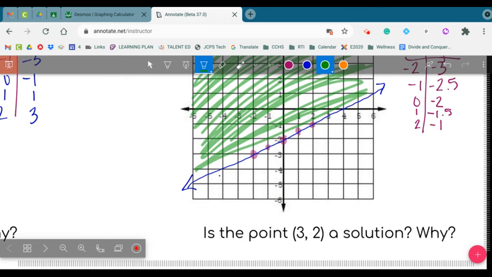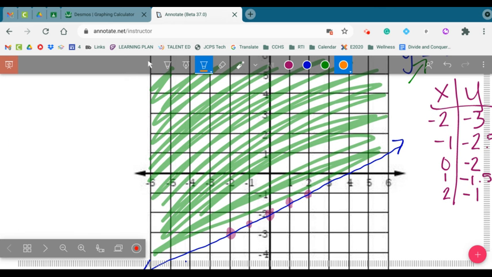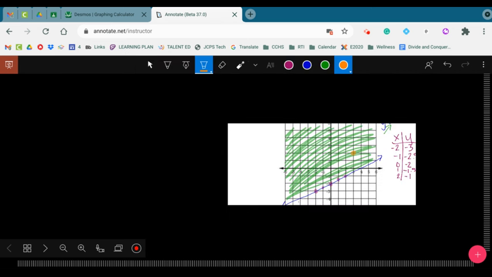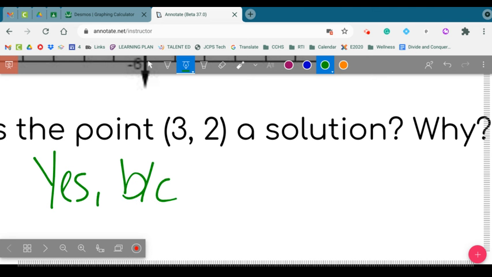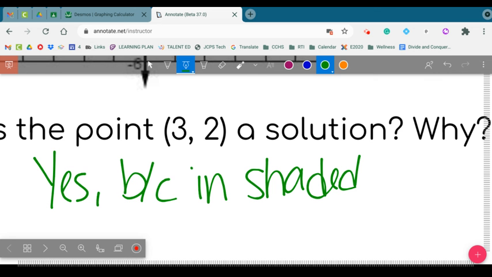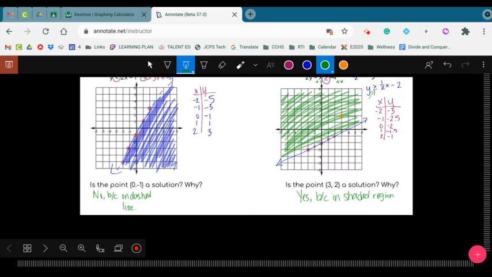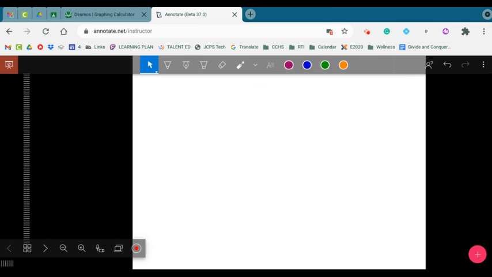So then we have to determine if (3, 2) is a solution. So let's graph (3, 2). Is it in my shaded portion? Yes. So is it a solution? Yes, because it's in the shaded region. Okay, let's go to the back. We're going to do some more graphing.